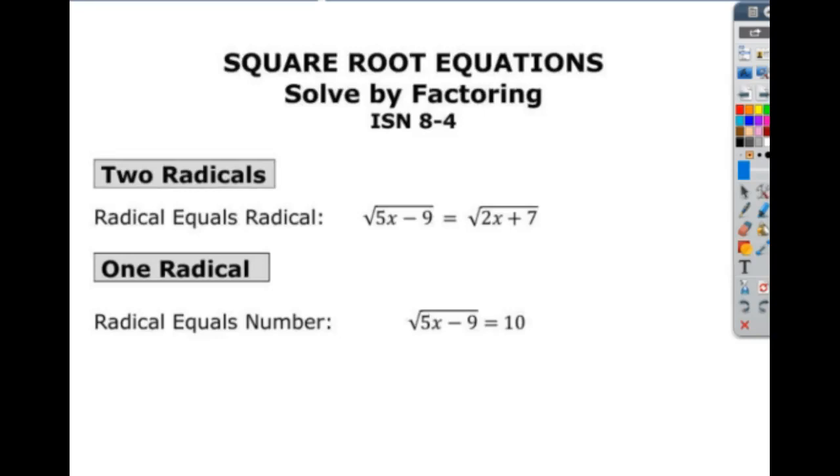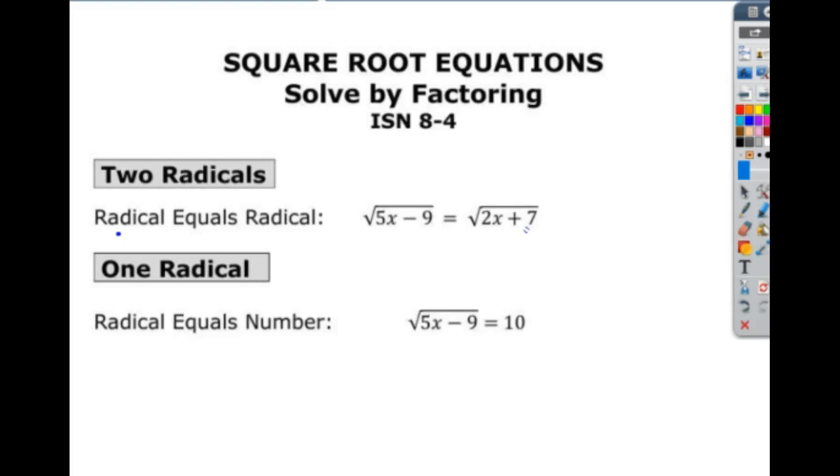Yesterday, we looked at this kind of problem that had two radical signs in it. What's another name for a radical sign? A square root sign. So if you have two radicals, you need one on the left-hand side of the equal sign and one on the right-hand side of the equal sign, and then what do you do to solve it? Square both sides, and then that gets rid of the square roots.